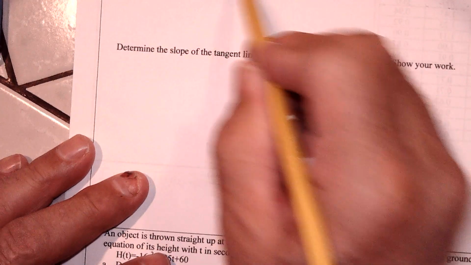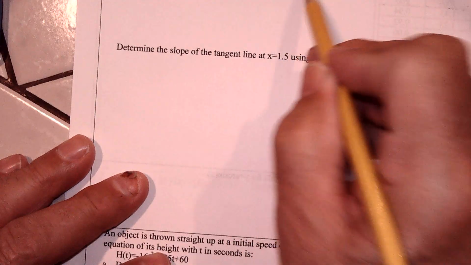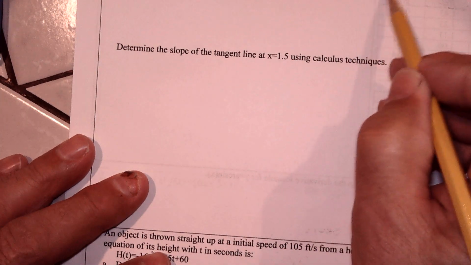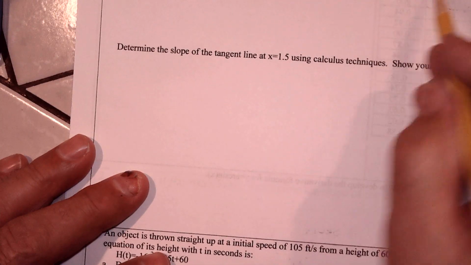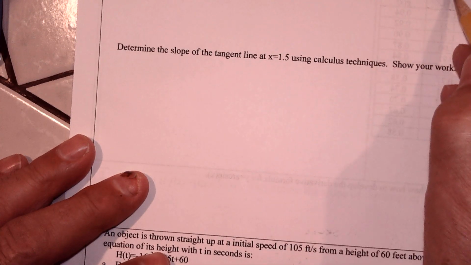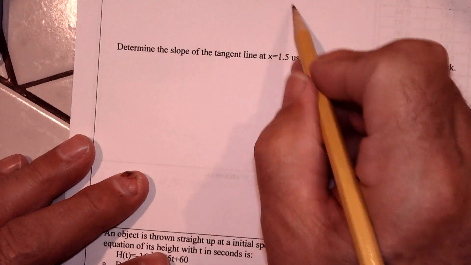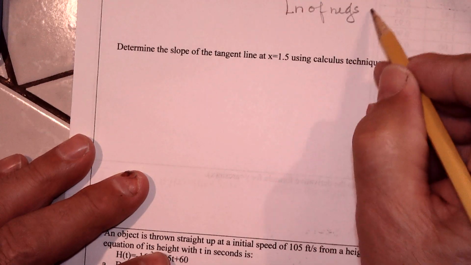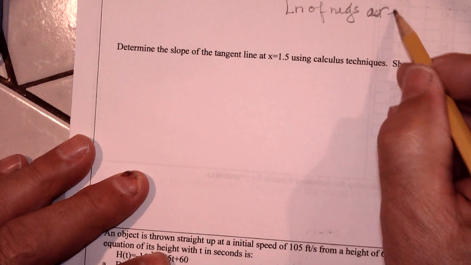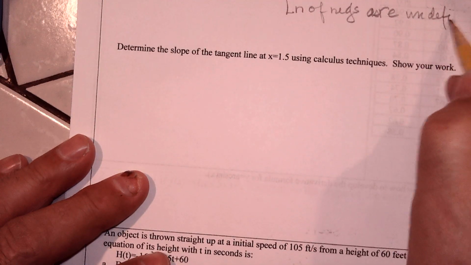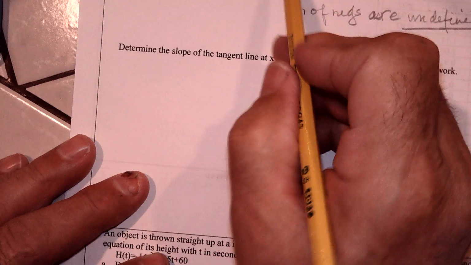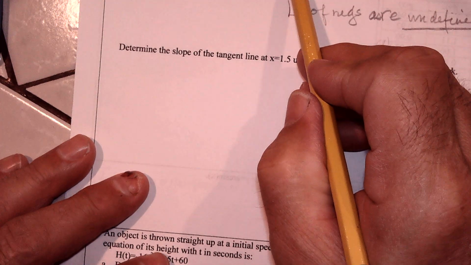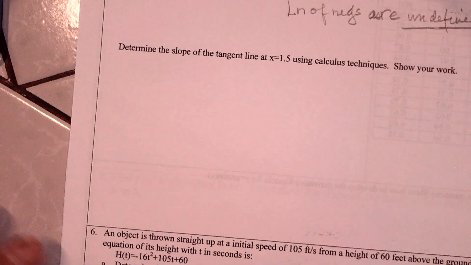It is not differentiable because ln of negatives is undefined. Now, if this had been ln of a negative x, and we were putting negative numbers in, then it would be defined, and we could do the derivative.